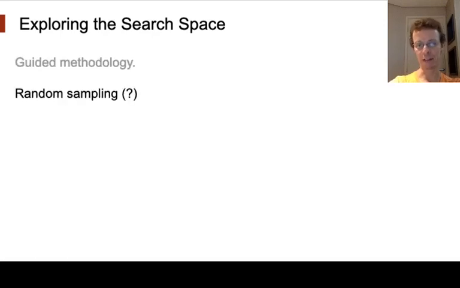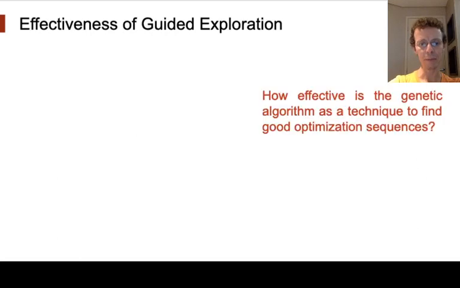As an exercise, let's contrast a guided exploration methodology with random sampling. To this end, we chose to evaluate the implementation of a classic genetic algorithm. We have implemented our algorithm using Pygmo, a library that's open source and implemented in Python. Now let's see how effective the genetic algorithm is as a technique to find good optimization sequences.